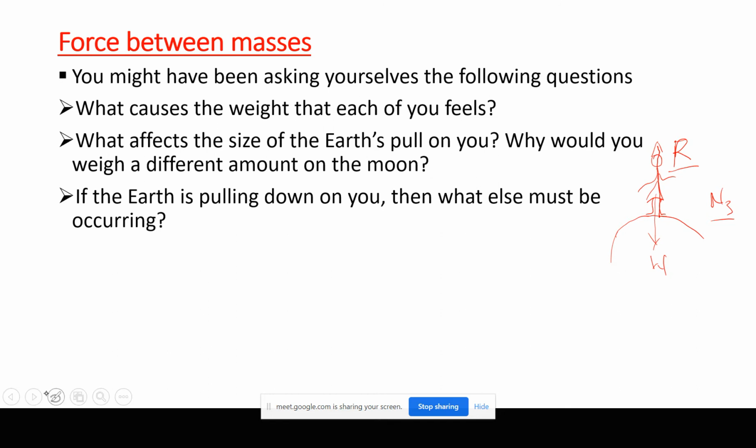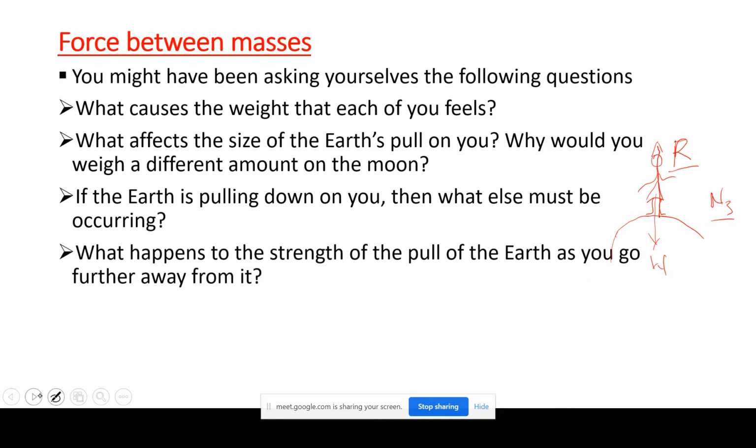And lastly, what happens to the strength of the pull of the earth as you go further away from it? We have just talked about this: as you move away from the earth's surface, the field lines move further apart. So the strength of the pull of the earth gets weaker as you go further away. And I know most of you could guess this correctly from the incorrect assumption that in space, astronauts are weightless.